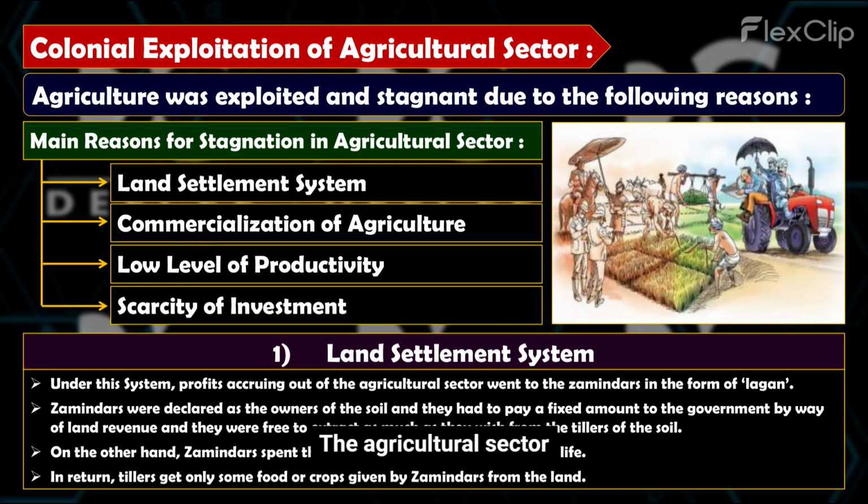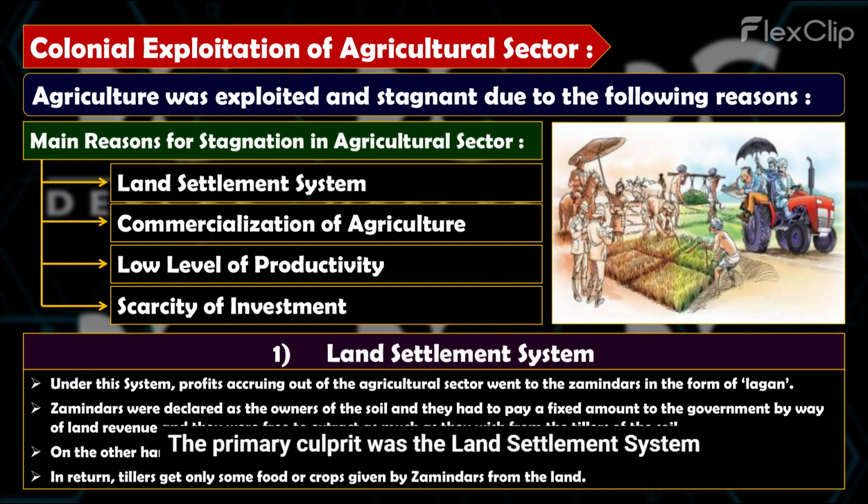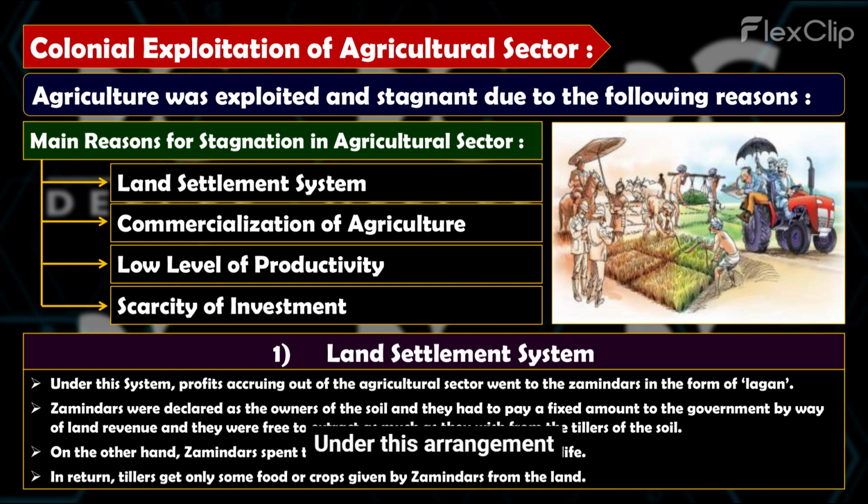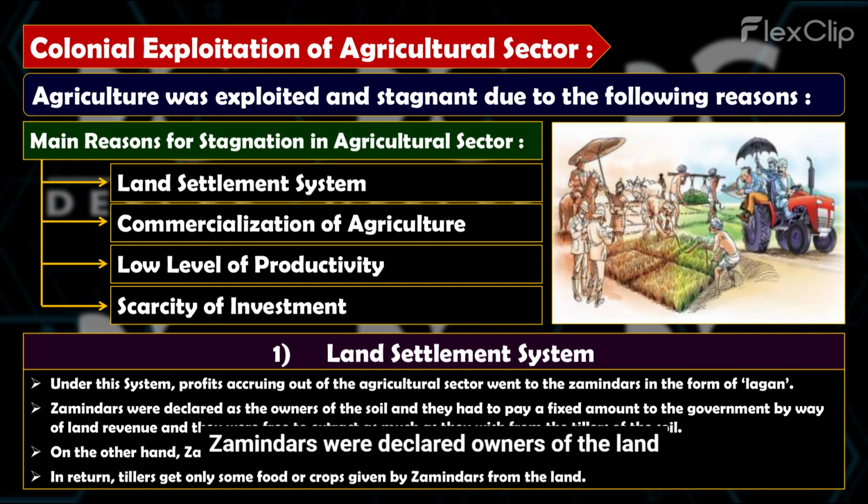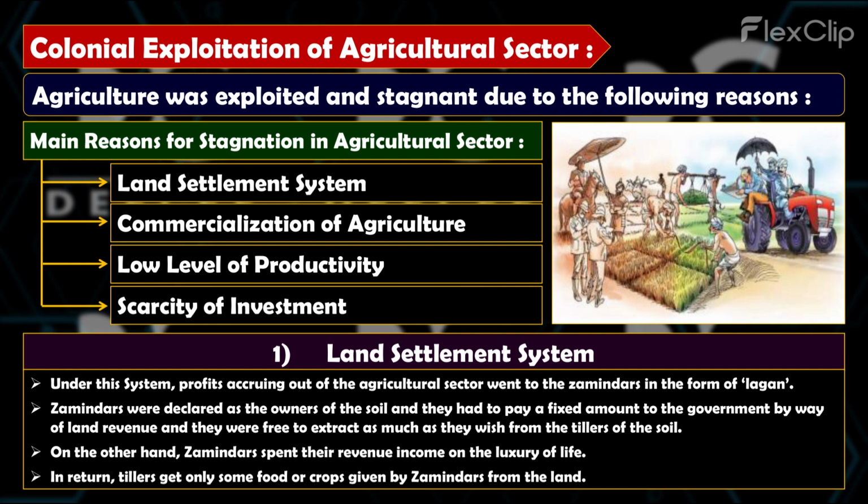The agricultural sector, the backbone of India, faced severe stagnation. The primary culprit was the land settlement system, or the zamindari system. Under this arrangement, zamindars were declared owners of the land. They had to pay a fixed revenue to the British, but they were free to extract as much lagan as they wanted from the actual tillers. While the zamindars lived in luxury, the farmers were left with barely enough to survive.